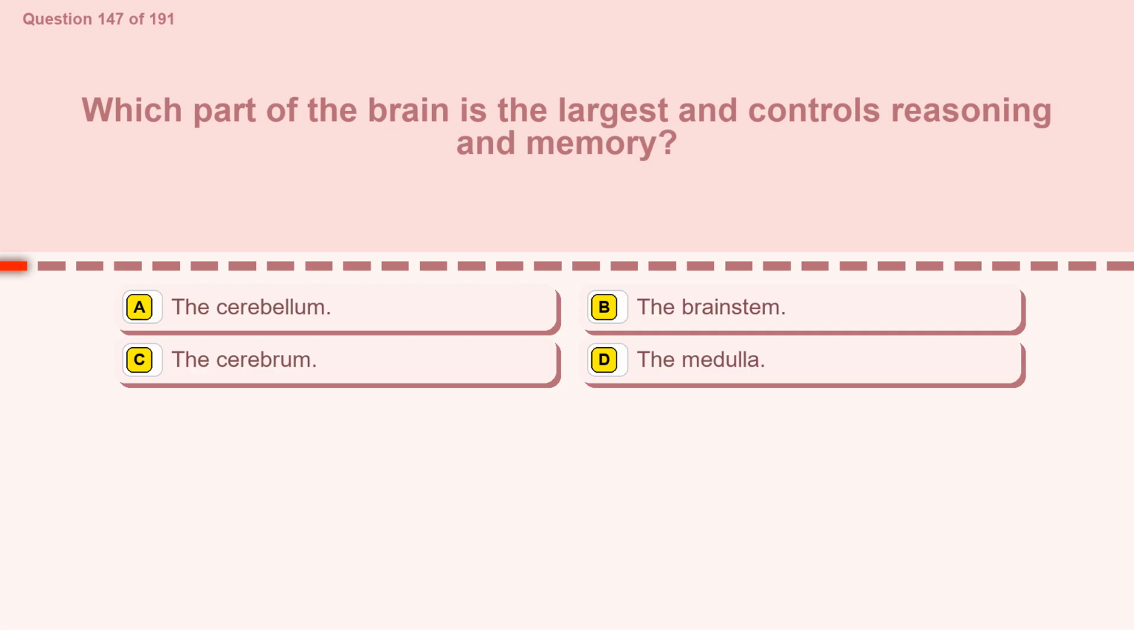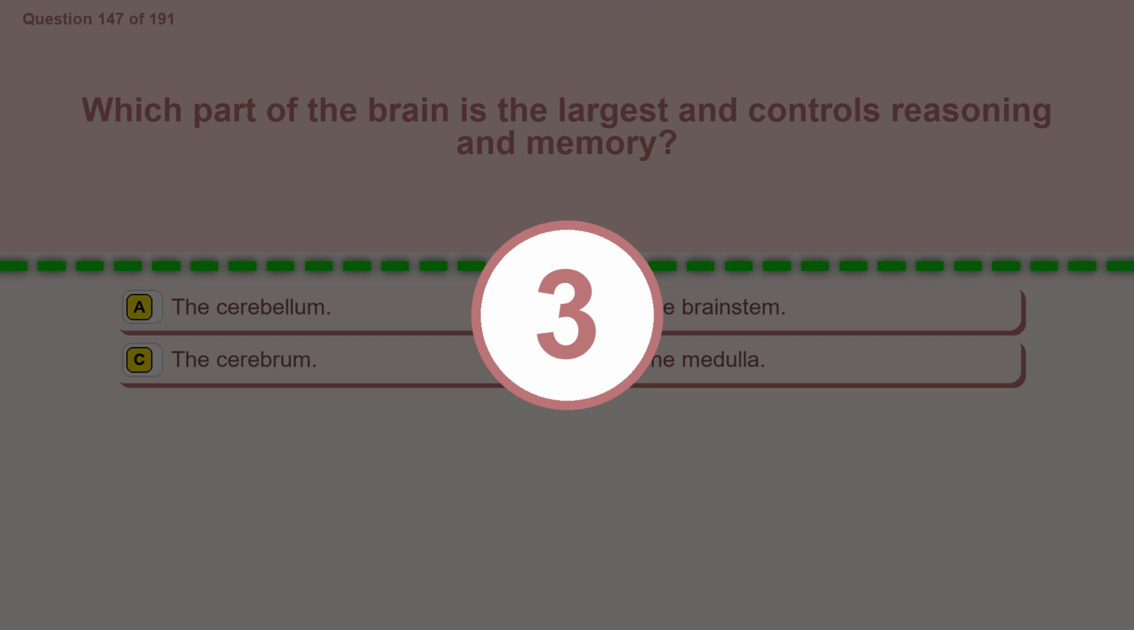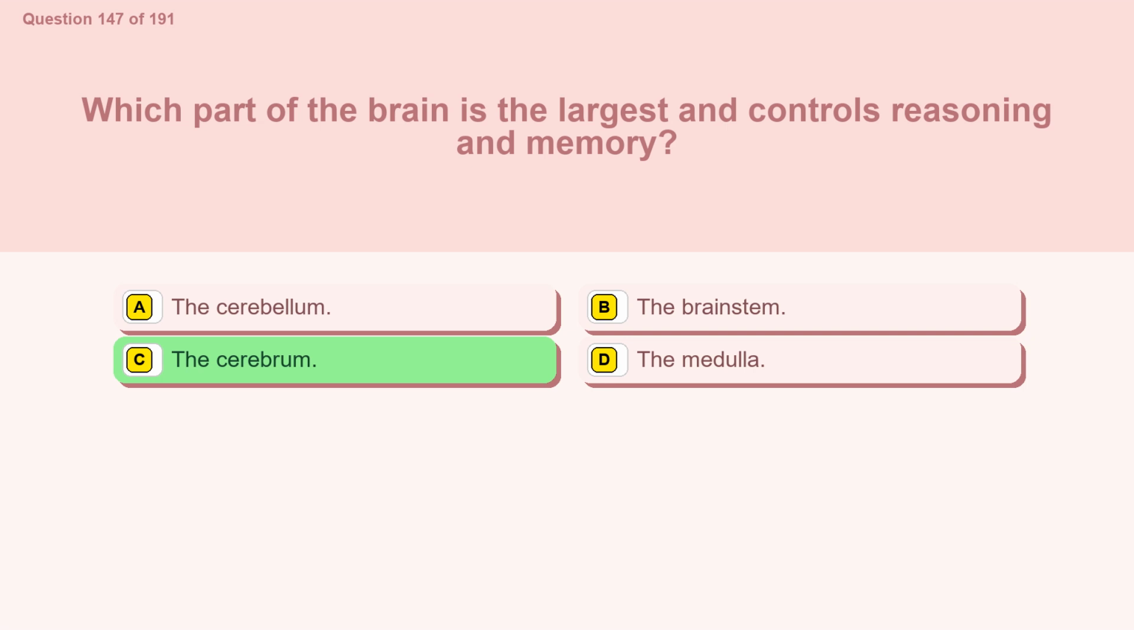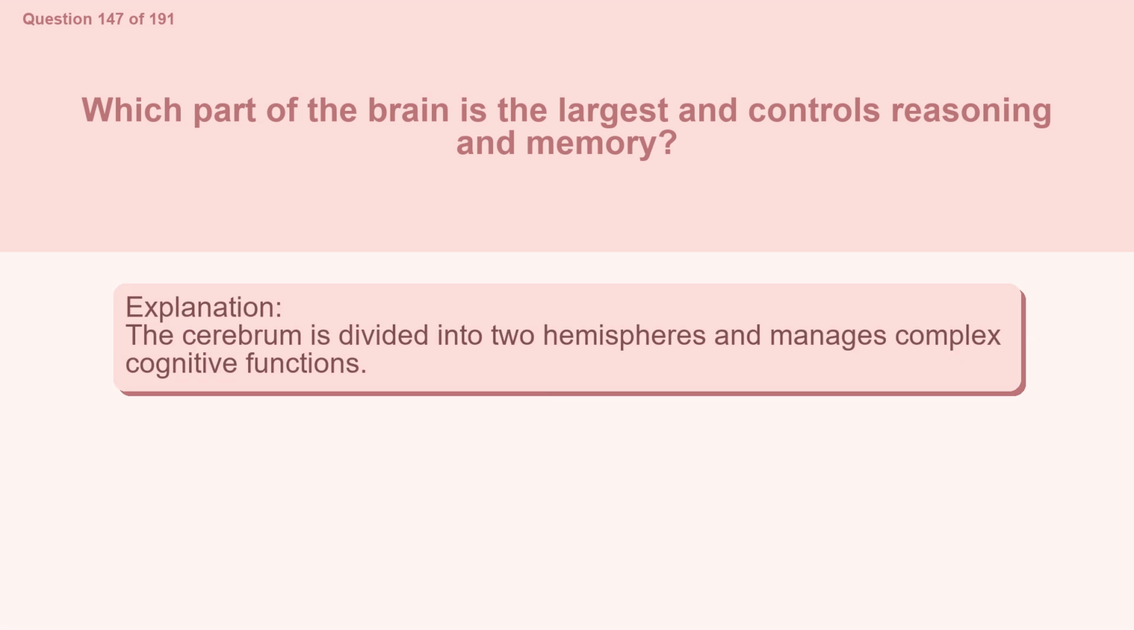Question 147. Which part of the brain is the largest and controls reasoning and memory? Option A, the cerebellum. Option B, the brainstem. Option C, the cerebrum. Option D, the medulla. The correct answer is option C, the cerebrum. The cerebrum is divided into two hemispheres and manages complex cognitive functions.